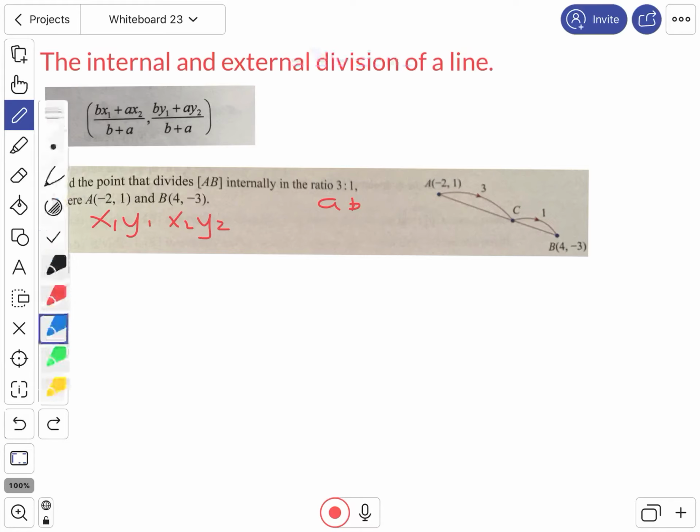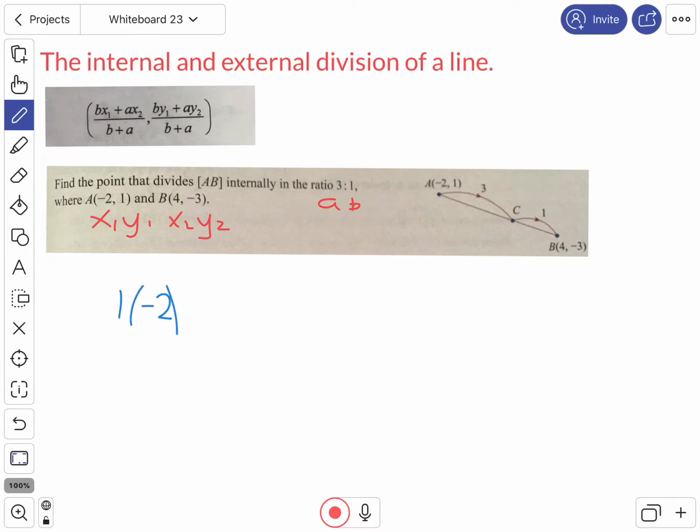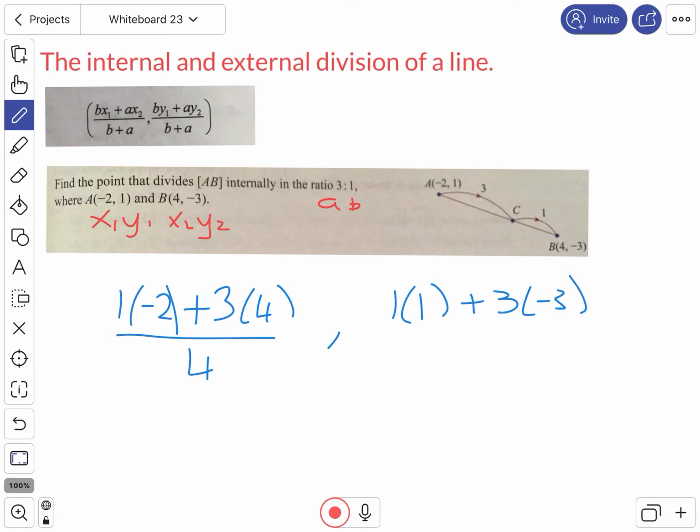So when I put in B, I have 1, in goes my x1, and that's a -2, plus 3 and 4, all over 3 and 1 gives me 4, the A and the B added together, comma, and I have 1, open a bracket, 1, plus 3 and -3, all over, and again 3 and 1 gives me 4. Put this whole thing into the calculator, and I'm coming out with 5/2, and then same on this side, I get a -2. So that is my point C. It's 5/2 and -2. If you want to take that down as an example, you can pause this.